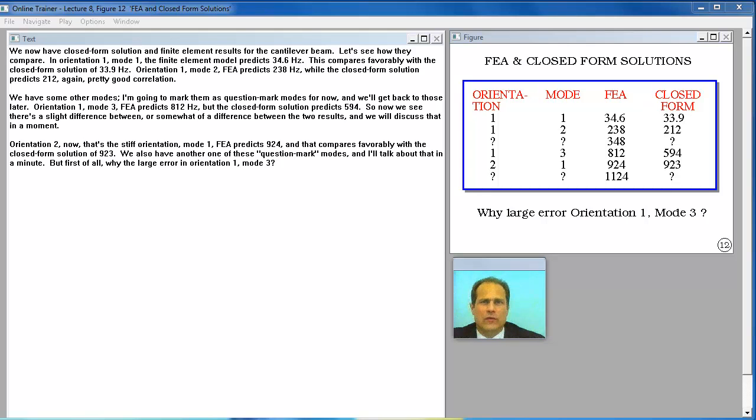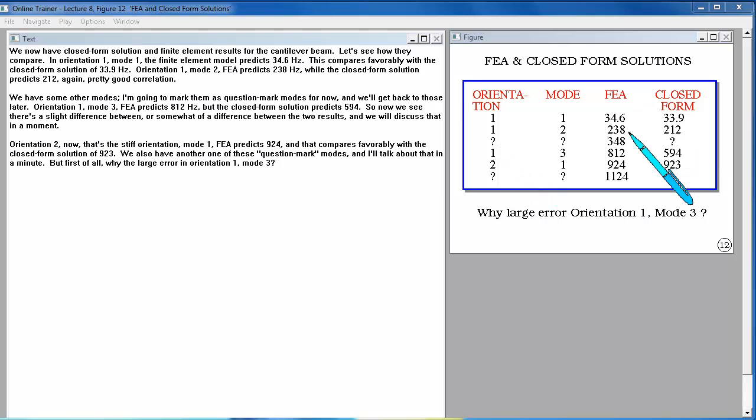We now have closed form solution and finite element results for the cantilever beam. Let's see how they compare. In orientation 1, mode 1, the finite element model predicts 34.6 hertz. This compares favorably with the closed form solution of 33.9 hertz. Orientation 1, mode 2, FEA predicts 238 hertz, while the closed form solution predicts 212. Again, pretty good correlation.